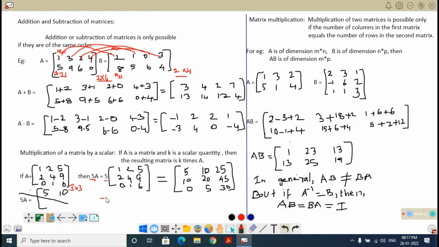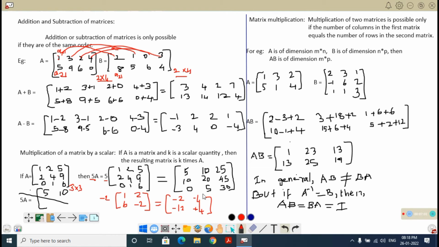If it is minus 2 times, for example, a 2 by 2 matrix 1, 2, 6, negative 2, for example. You have to multiply each and every element in this matrix by minus 2. So what you will get: minus 2 times 1 is minus 2, minus 2 times 2 is minus 4, minus 2 times 6 is minus 12, and then minus 2 times minus 2 is positive 4. So this is the resulting matrix.